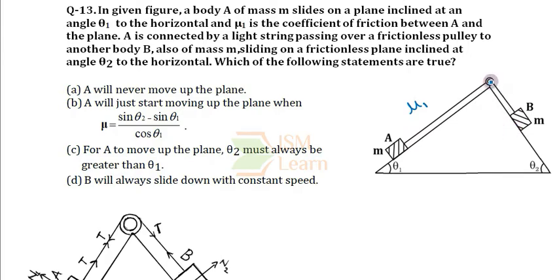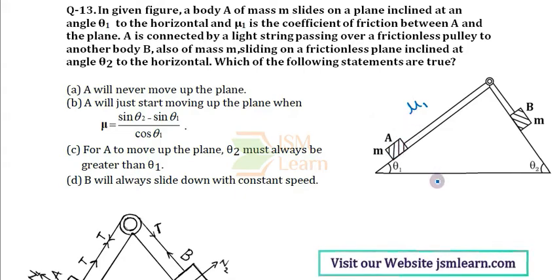They have also said that the pulley is a frictionless pulley, which does not provide any kind of friction. So moving to the question, which of the following statements are true? When I come to the options, they are asking what is the condition for block A to just start moving up.